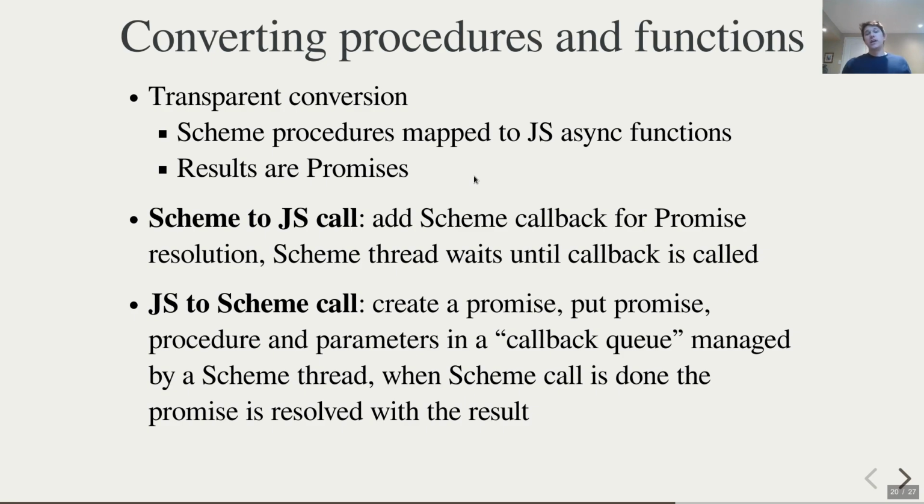On the other hand, when you have a JavaScript to scheme call, well, you create a promise, you put the promise and procedure parameters, which form an array, in a callback queue, which is actually a scheme thread. And when the scheme call is completed, when you have a result, you resolve the promise with the result, and then JavaScript can use it.